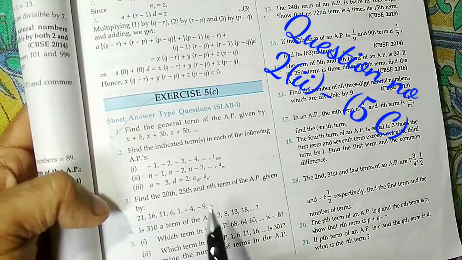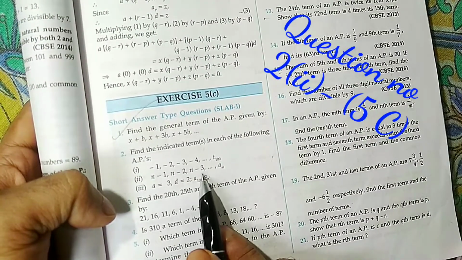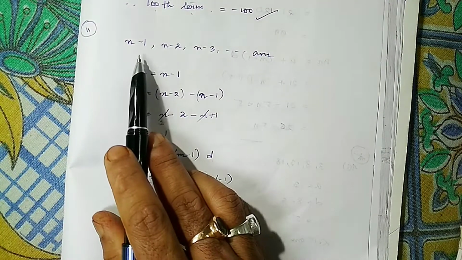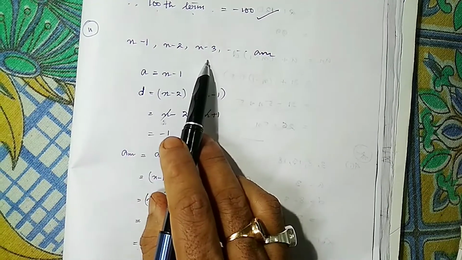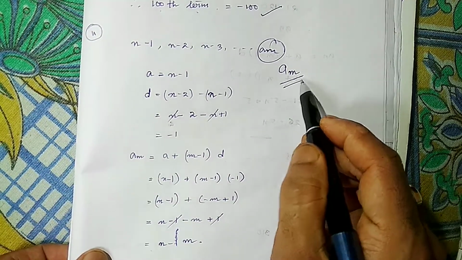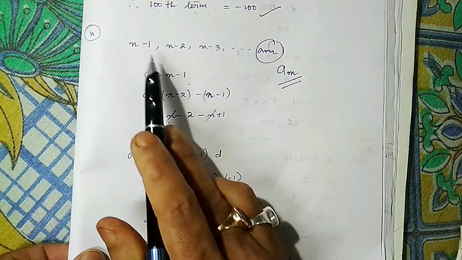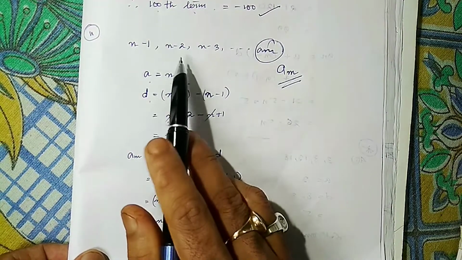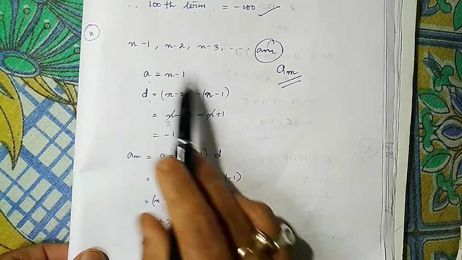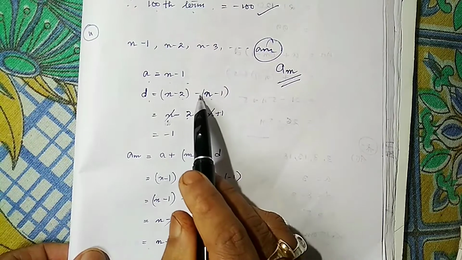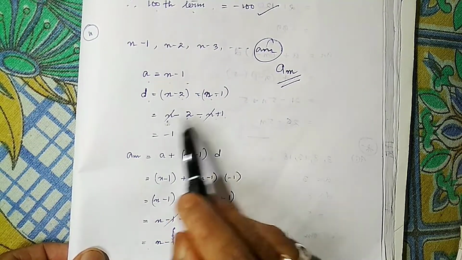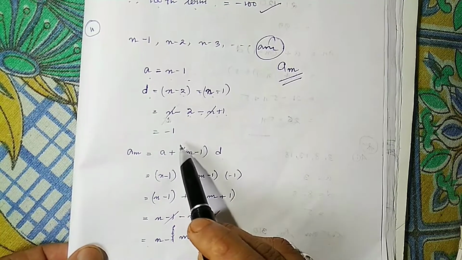Here the question is n minus 1, n minus 2, n minus 3, and we have to find the mth term, AM. Here a equals n minus 1, the first term. Common difference, how to calculate? Second term minus first term. Second term is n minus 2 minus (n minus 1). n minus 2 minus n plus 1, n minus n cancels. Minus 2 plus 1 is -1.